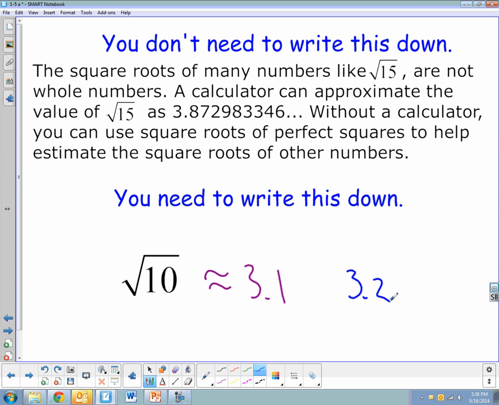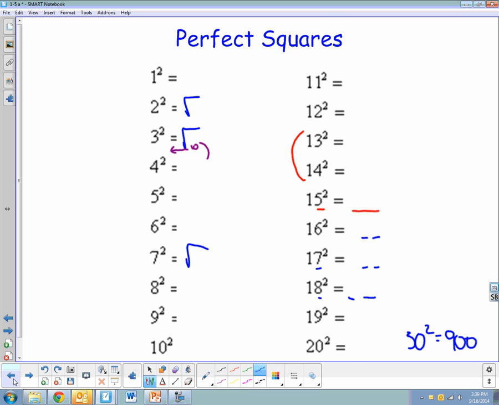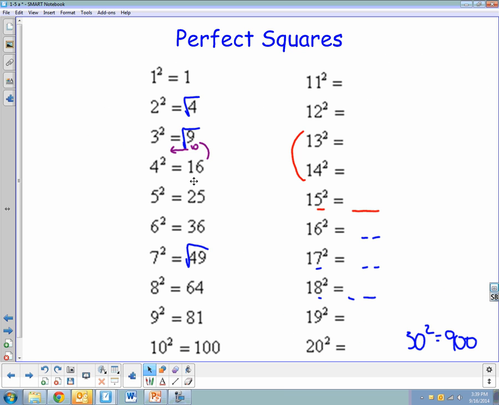Since 3.2 is the best answer, I would give you on a test or a quiz 3.1, I'd give you full points for 3.2, 3.3, or 3.4. Anything above that, anything outside of a 2-point range, you're too far off. You're estimating way too far off. Because if I look at my list, I know that 10 is not halfway between 9 and 16. So I know that the square root of 10 will not be halfway between 3 and 4. So 3.5 is going to be too big. It's got to be somewhere lower than that.